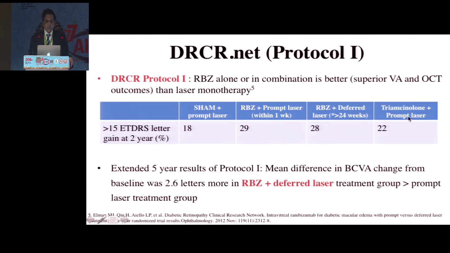And these were the 2-year conclusions. The fourth arm, using steroid with laser, was 22. So what they concluded, roughly, was that ranibizumab with laser, whether deferred or prompt, did very well, and they extended the study from 2 to 5 years. The Protocol I 5-year study shows maximum visual gain in the ranibizumab deferred laser group. From the point of view of the questions we are asking ourselves, ranibizumab was effective and laser could be given later at a deferred period.